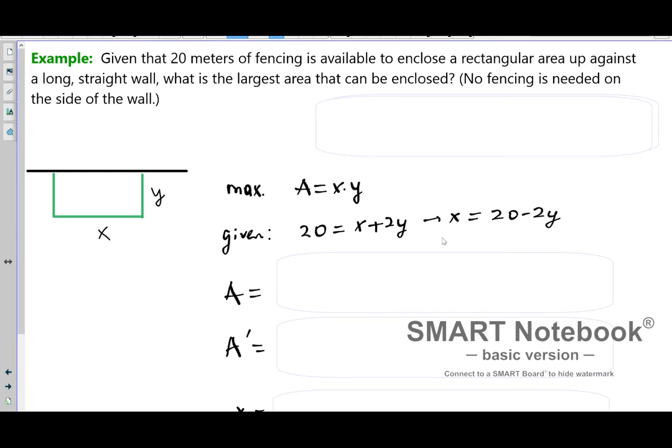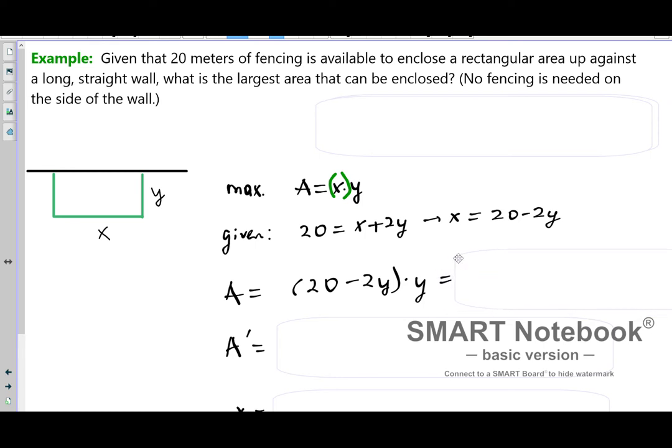That's what I did. But no matter which one you solve for first, you're going to have to go back to the area function and put that in there. So you end up with area in one variable only. So if x equals 20 minus 2y, we're going to go back to the area function, and right there, we're going to enter 20 minus 2y for x, and don't forget to multiply it by y. So 20 minus 2y times y is area.